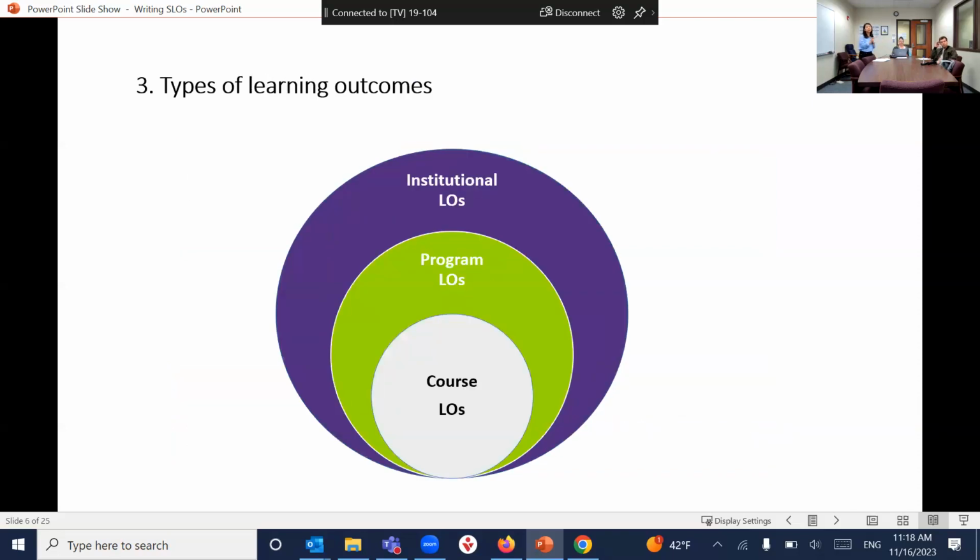And generally, we have three kinds of learning outcomes. We have institutional learning outcomes, program learning outcomes, and course learning outcomes. In this chart, you can see institutional should inform the program, and the program learning outcomes inform the course learning outcomes. So that means when we are developing course learning outcomes, the first step is to align the outcomes with our program learning outcomes and institutional learning outcomes.